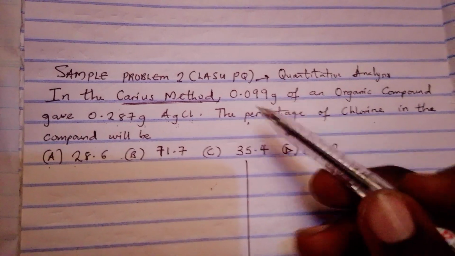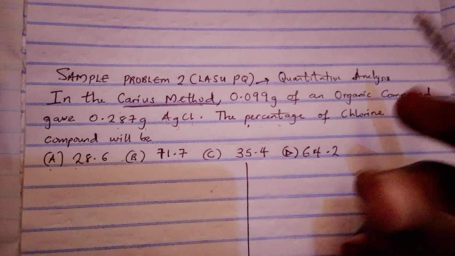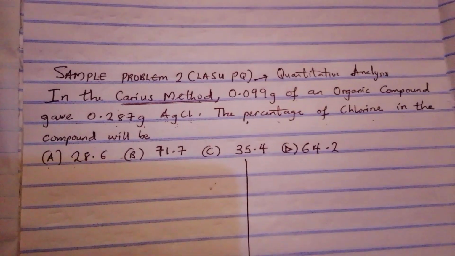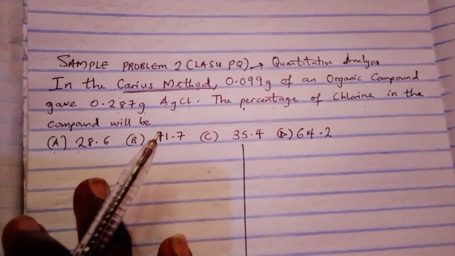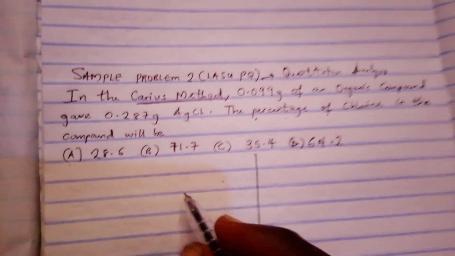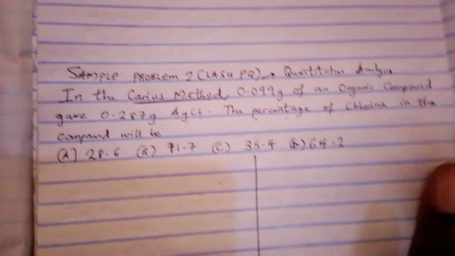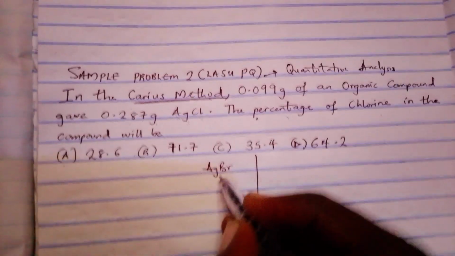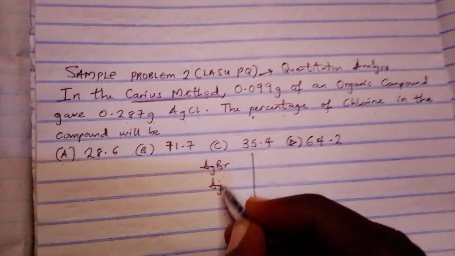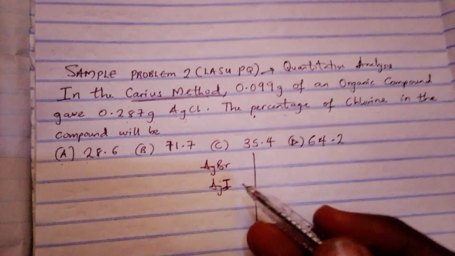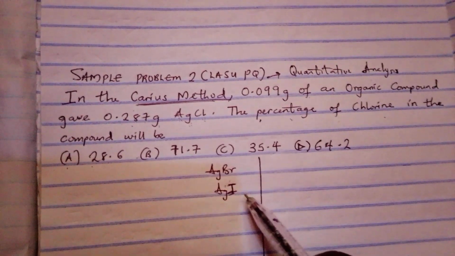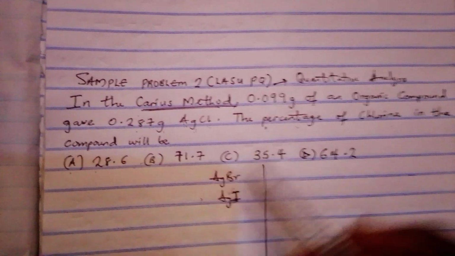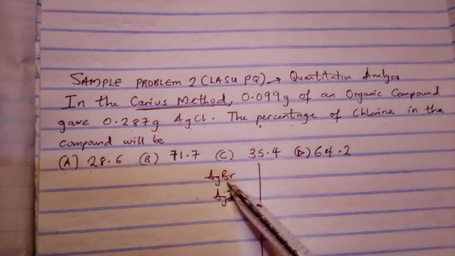Quantitative analysis is simply used to get the amount of elements in a particular compound. Now, the method has a straight up formula to use. Before I talk about it, we can also have a case of AgBr, that's silver bromide, or AgI, that's silver iodide, if the organic compound contains bromine or iodine and not chlorine.